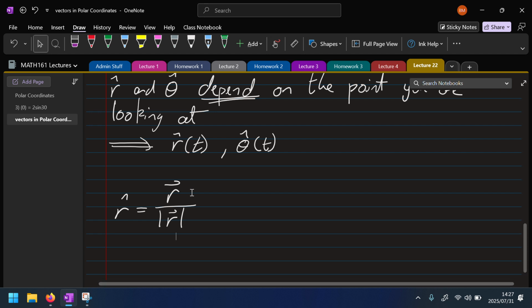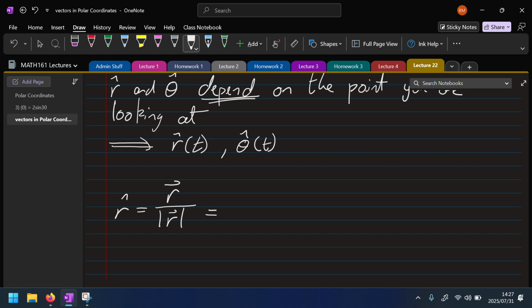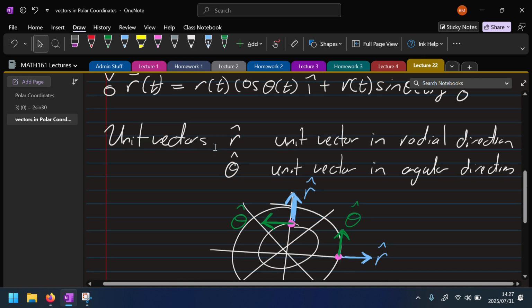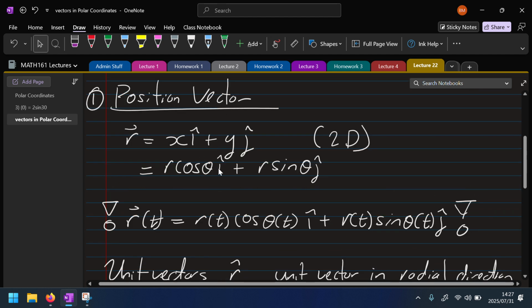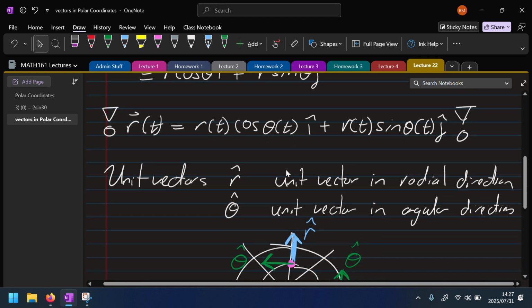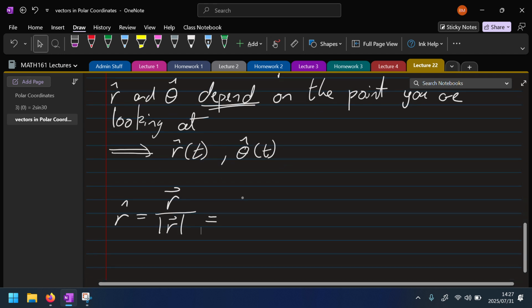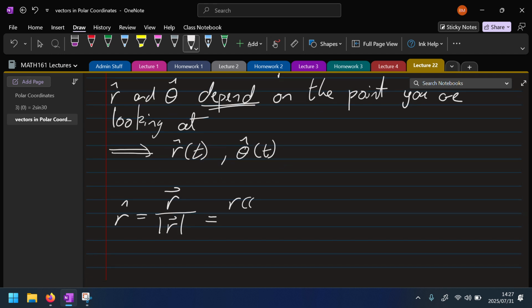Okay, so we have the whatever vector divided by its length, that gives you the unit vector. So position vector r divided by its length, that's the r hat. Let's see what that's going to be. The position vector, we have that over here: r cos theta, r sin theta. So let's write that out.